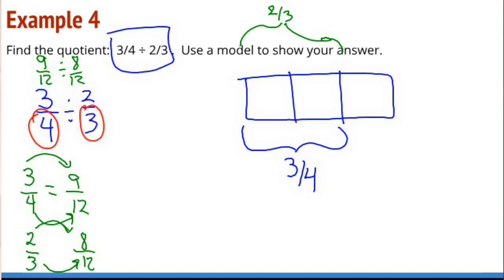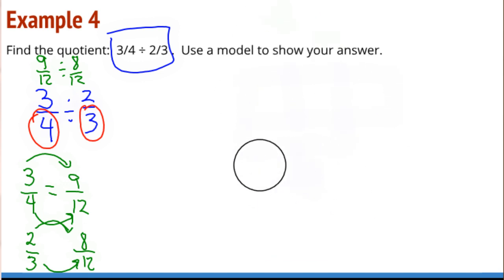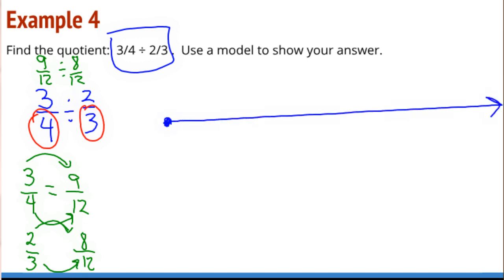So I've got 9/12 divided by 8/12. So I can take my model now and I can adjust it to match. And I know I started with a tape diagram, but I'd like to look at this on a number line. So I've got 0 and I've got 1 here, and that's 12/12.